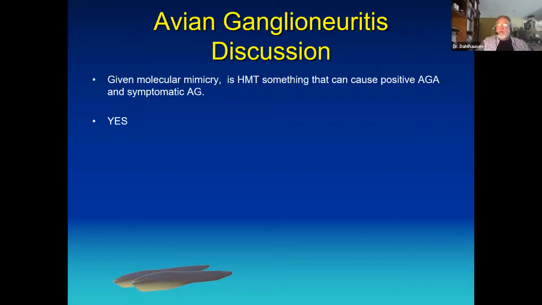I agree. Too often we just want to pigeonhole a diagnosis. And I think there's a question later on here about heart disease in a bird. Bob, what is HMT? I don't know, I was going to ask that because that's how it was presented. It says, given molecular mimicry, is HMT something that can cause positive AGA and symptomatic avian ganglioneuritis? I answered yes, with a possibility. I'm not sure what they're talking about, HMT.